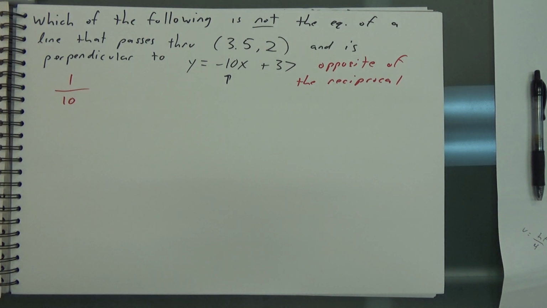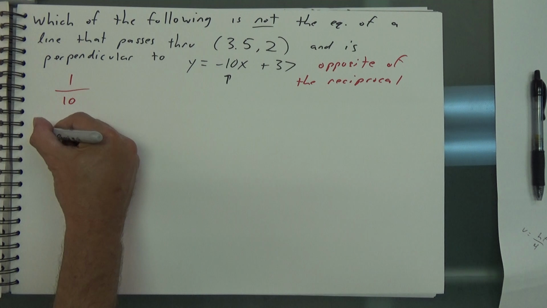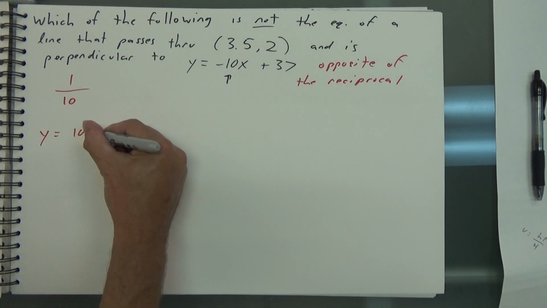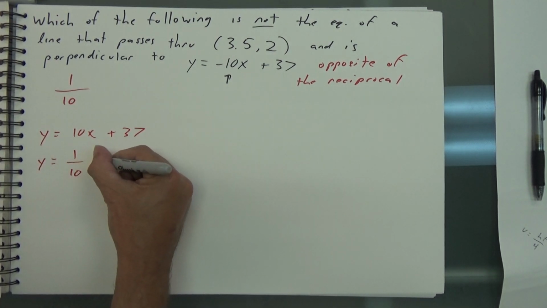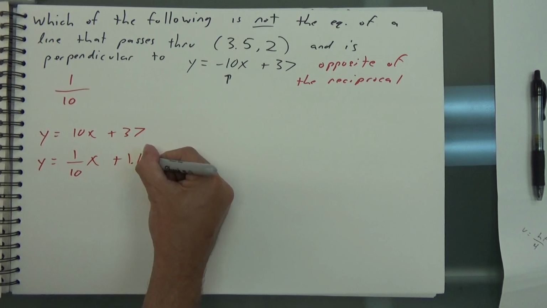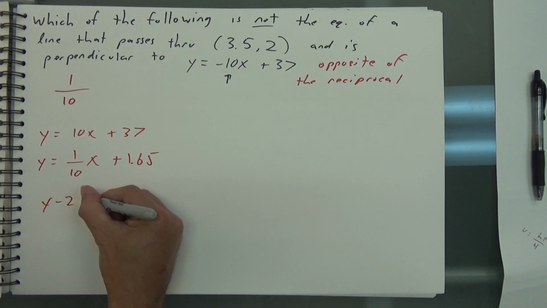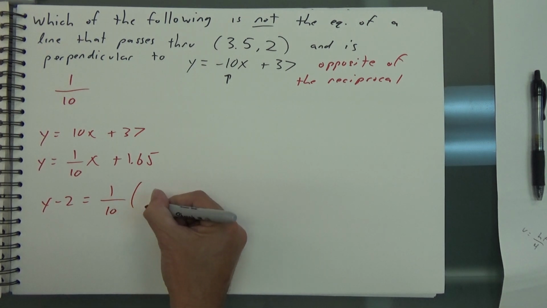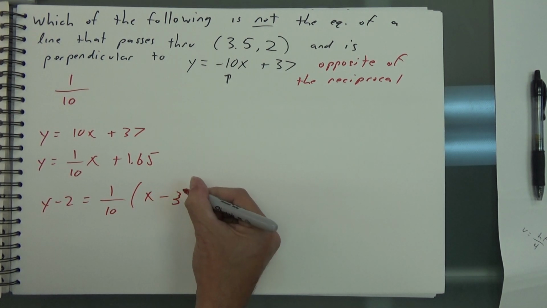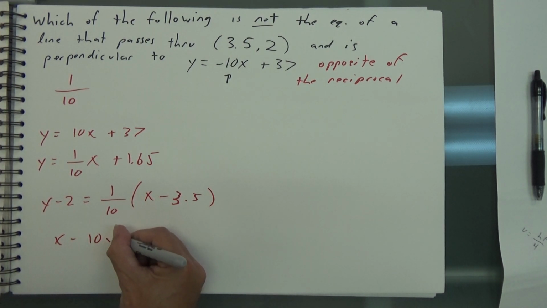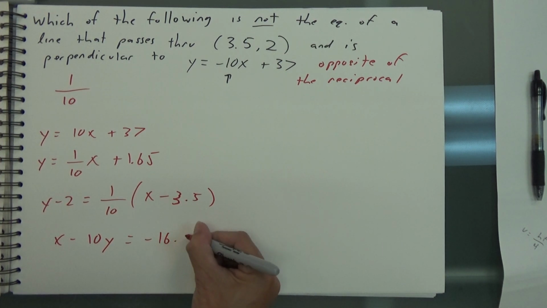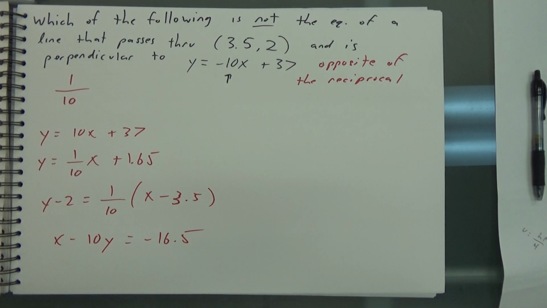So when I look at my answer choices, I get y equals 10x plus 37, y is equal to 1/10 x plus 1.65, y minus 2 is equal to 1/10 times x minus 3.5, and x minus 10y is equal to negative 16.5. Again, only basically 3 of these are the same equation, and one of them is the odd one out.